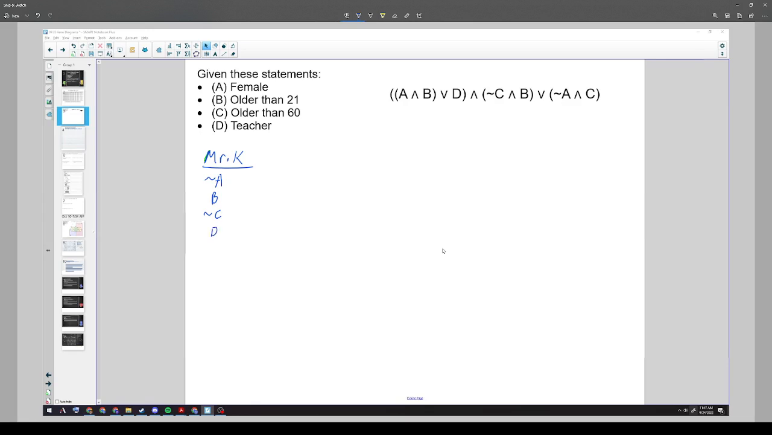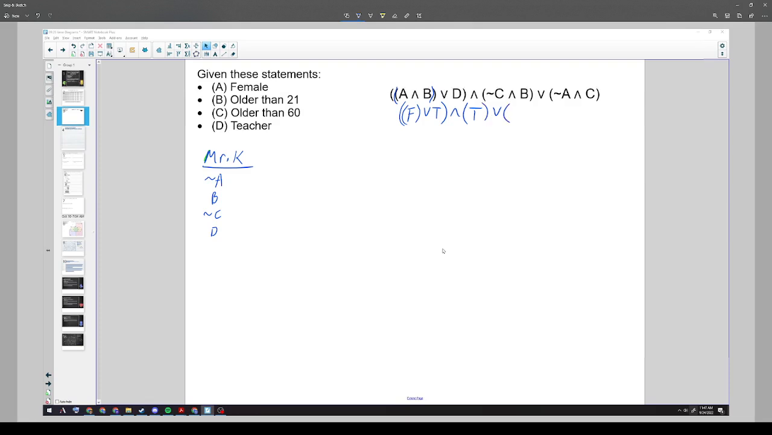Now I can go through, and instead of making an entire truth table, evaluate this compound statement just for these values. So again, I'm going to start from my innermost parentheses here and evaluate A and B. Is that true? Am I both A and B? No, because I have a not A. So this is going to be a false statement. And then I have or D. Is D true? Yes, that is true. Then I have and, not C and B. I am not C and B. Those are both true, so this conjunction is true.